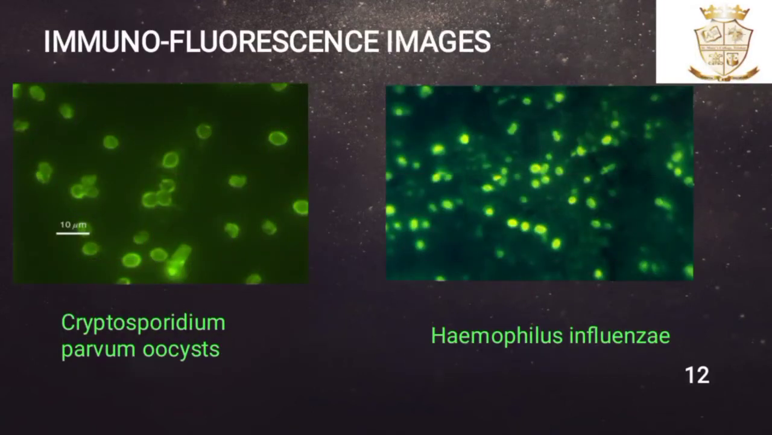This is some of the immunofluorescence images. This is an immunofluorescence image of Cryptosporidium parvum oocysts, and another one is Haemophilus influenzae.